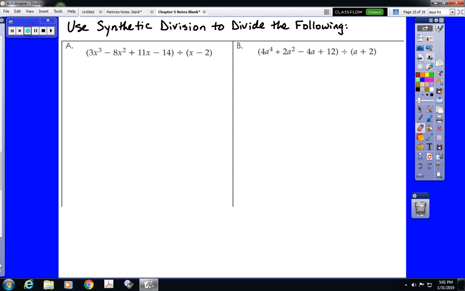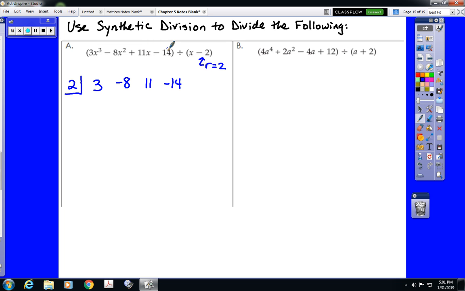So here are two more examples we're going to use for synthetic division. Again, this is in the form x minus r, so we should right away recognize that this means r is equal to 2. So we're going to put 2 in the box, and outside the box we're going to put our coefficients starting with our largest degree term. So 3 is the coefficient for the x cubed term. Negative 8 is the coefficient for the x squared term. 11 is the coefficient for the x to the first term. And negative 14 is the numeric term. That's all the terms we need.